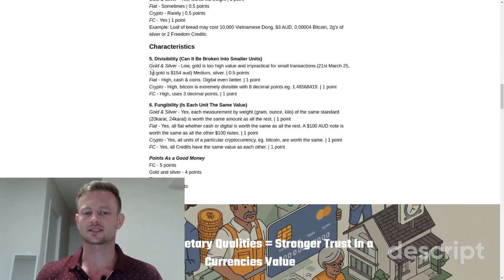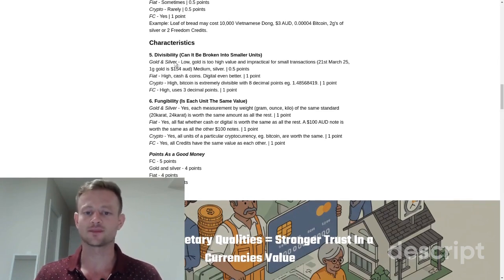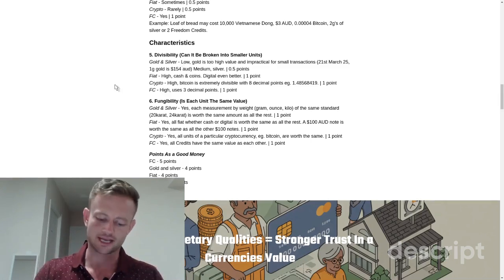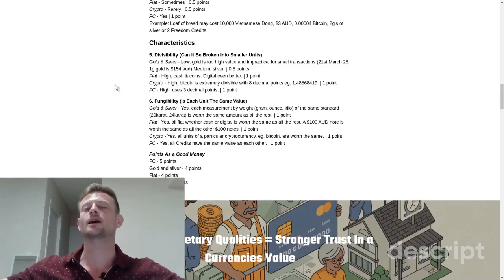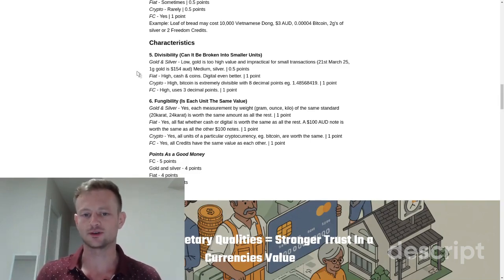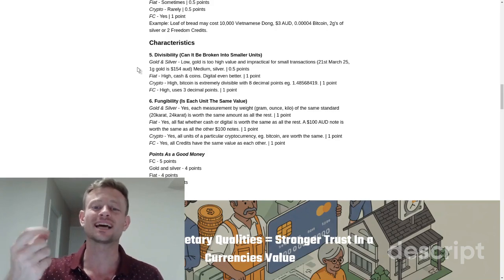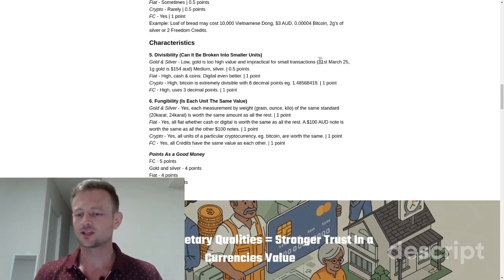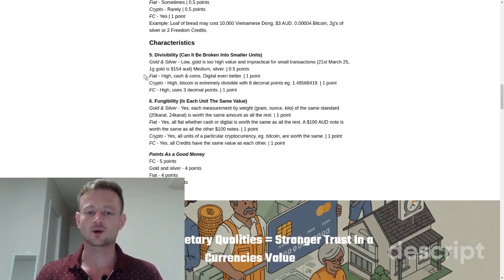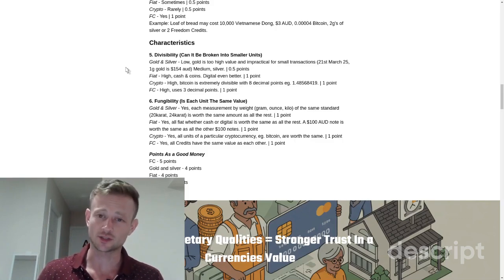So characteristics, we have divisibility. Can it be broken into smaller units? So gold and silver, it can be. It can be melted down and made more divisible. You can have big chunks of gold, you can have small gold and silver coins, but in today's world, with gold, it's not very practical. It's not very divisible because it has too high of a value. 21st of March, 1 gram of gold is 154 Australian dollars. Imagine trying to go to the supermarket.